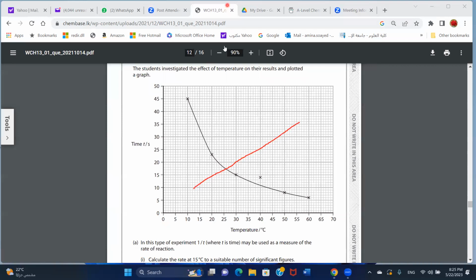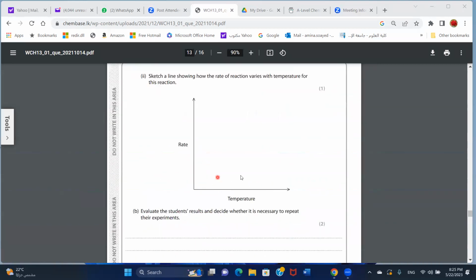So we can draw it in this way because it's the opposite of the time. So we can draw it in this way, starting also from the origin. Okay. Wait, miss, I don't understand. Why would it be a curve?